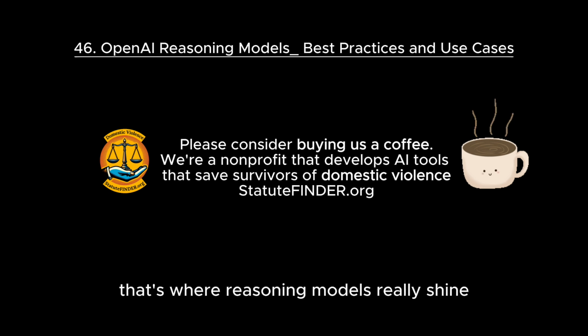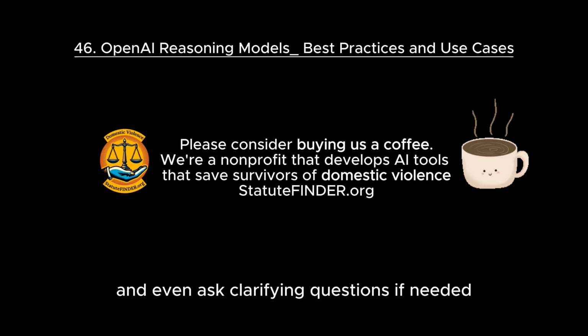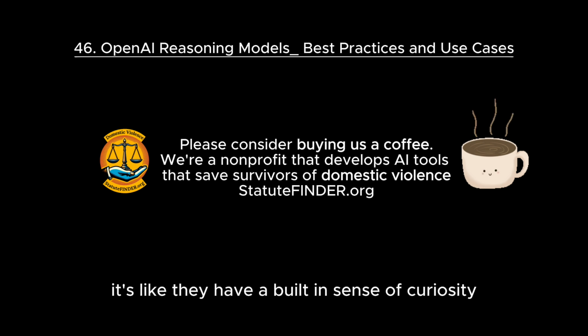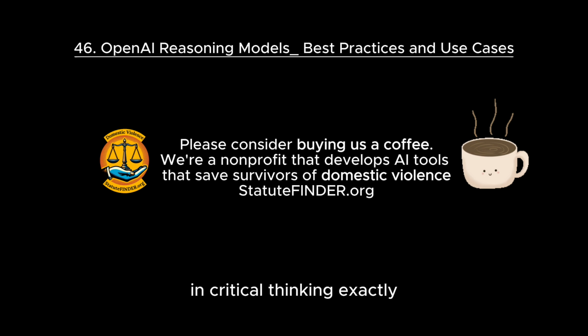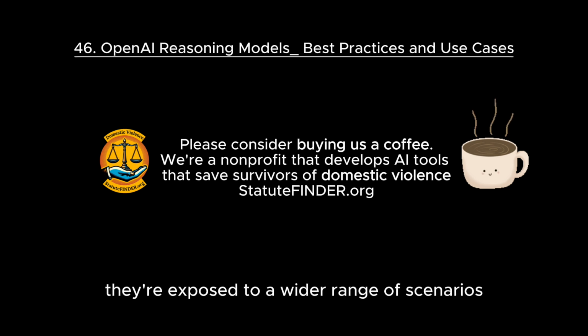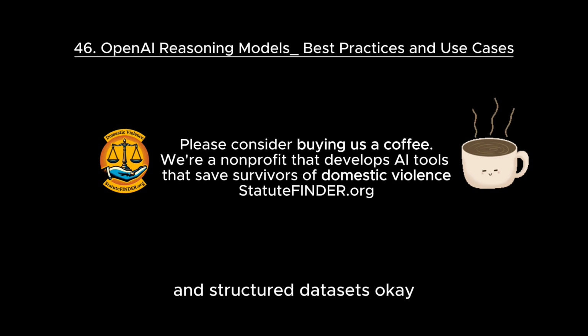That's where reasoning models really shine, complex problem solving. They're built to navigate uncertainty, make connections between disparate pieces of information, and even ask clarifying questions if needed. Think of them as like the AI detectives digging deeper to get to the truth. I have to admit, that's pretty impressive. It's like they have a built-in sense of curiosity and critical thinking. Exactly. And this ability to handle ambiguity comes from their underlying architecture and training data. They're exposed to a wider range of scenarios and learn to reason more flexibly than GPT models, which are often trained on more specific and structured data sets.